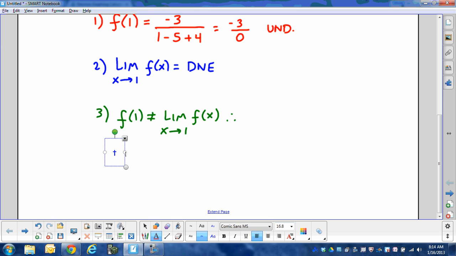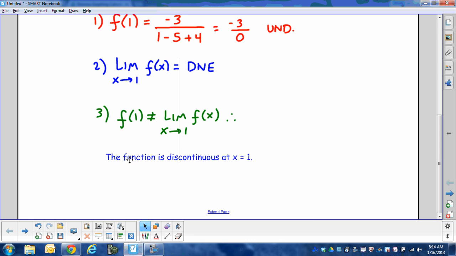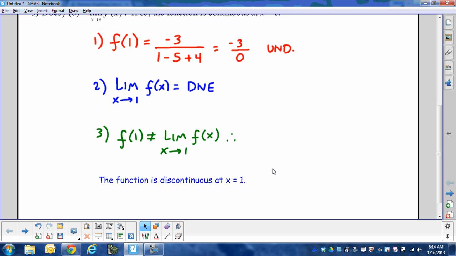Sorry about that there, of f of x. And the way we say this is going to be pretty important. So I'm going to put the little therefore symbol there, and I'm going to write this out here. I'm going to say therefore the function is discontinuous at x equals 1.